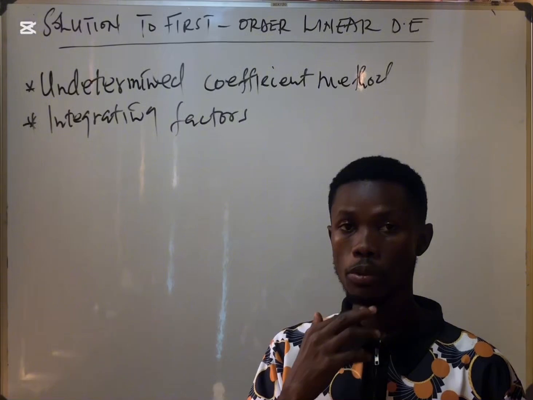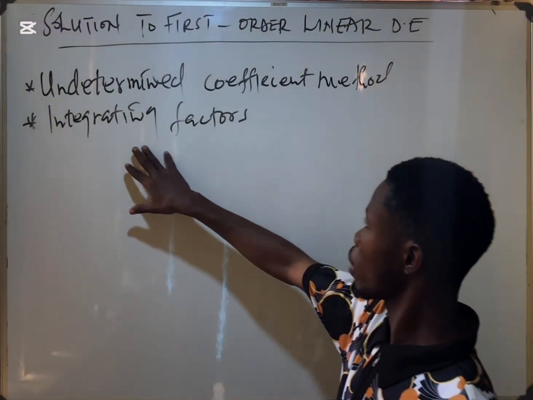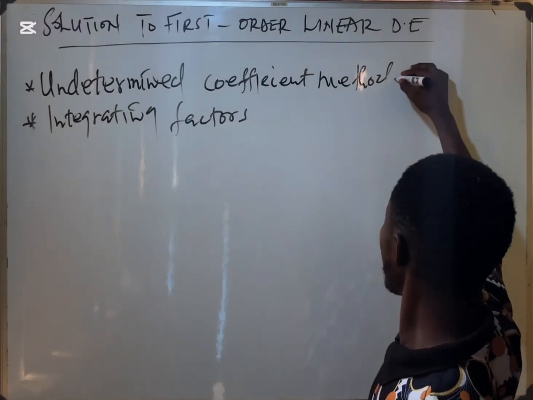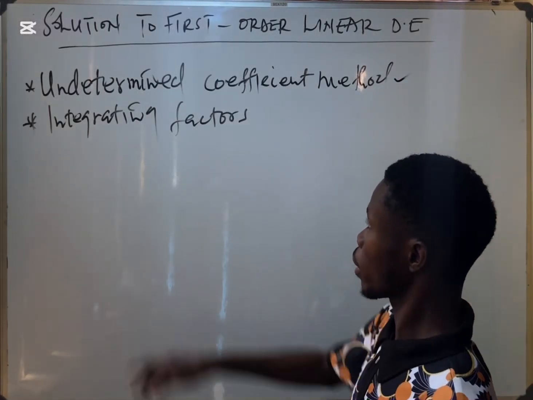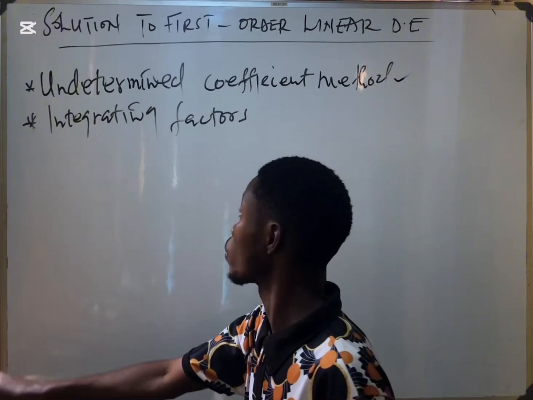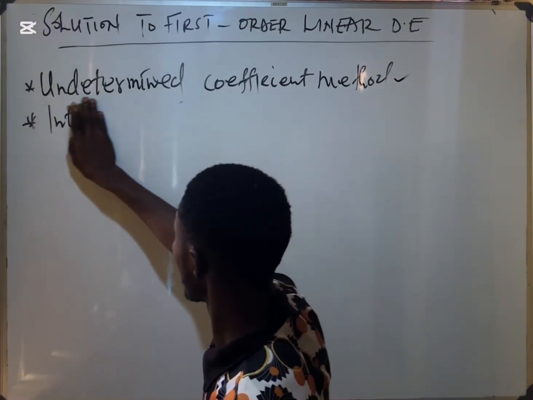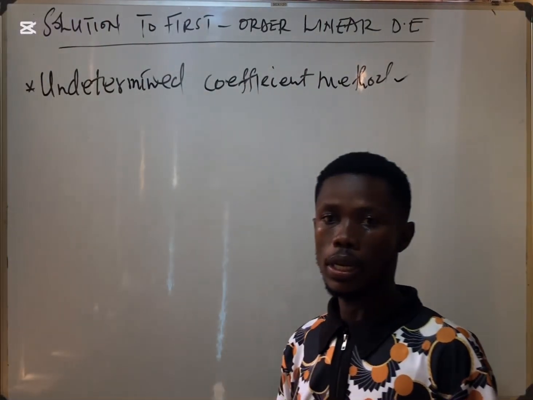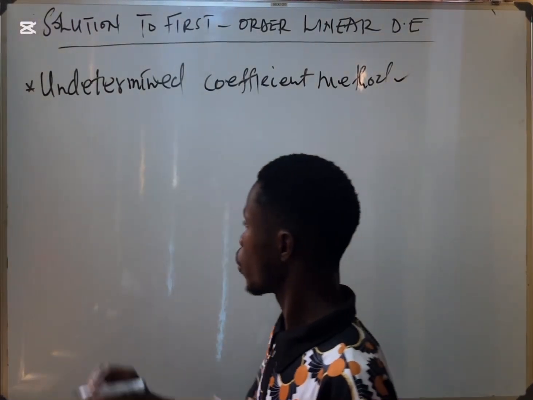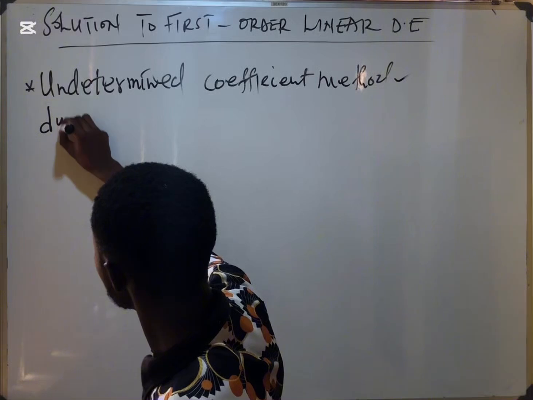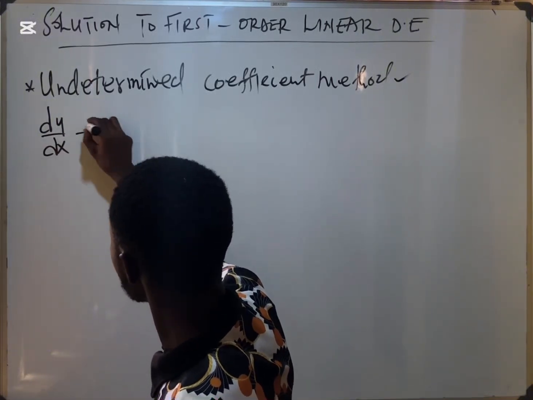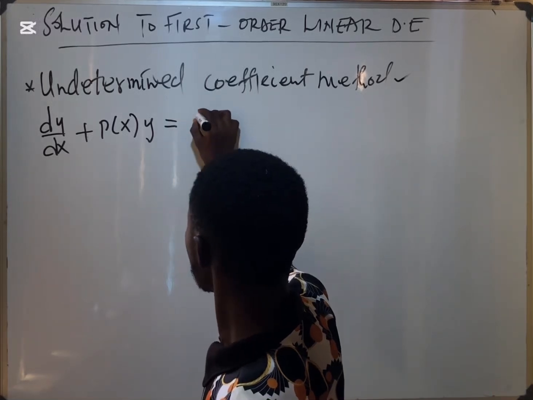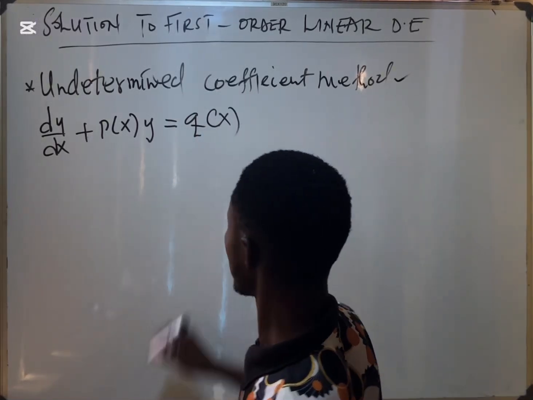Method of undetermined coefficients. Okay, so now looking at these two, this is what we are going to use. But for now, I'm going to consider the method of undetermined coefficients first. Now, we established that dy/dx plus p of x y is equal to k of x.